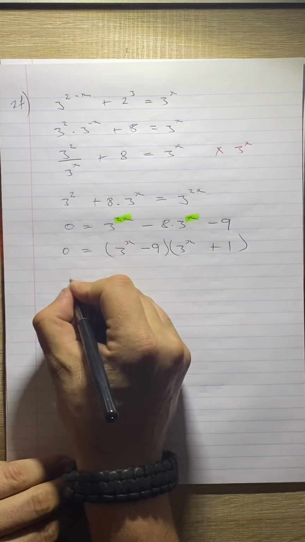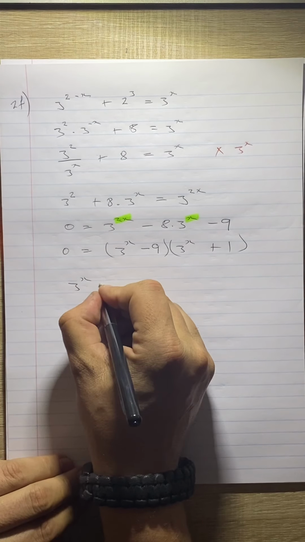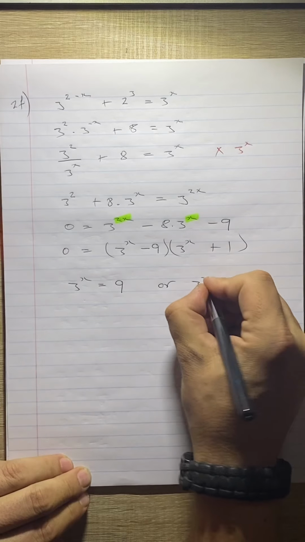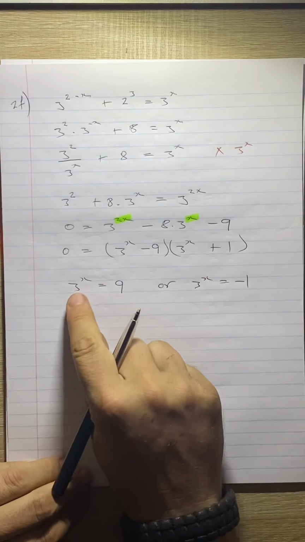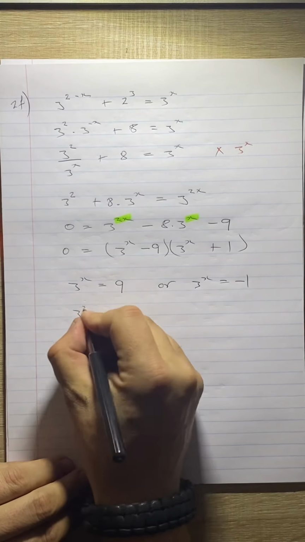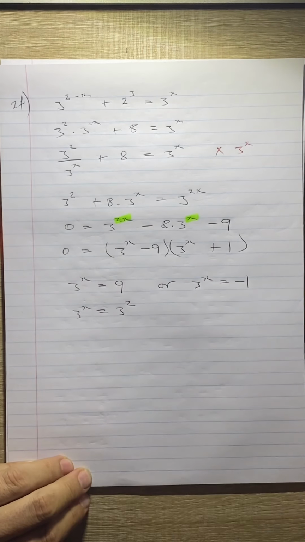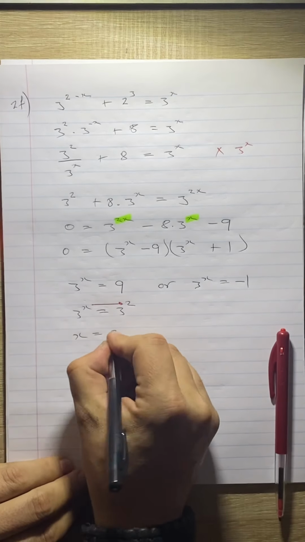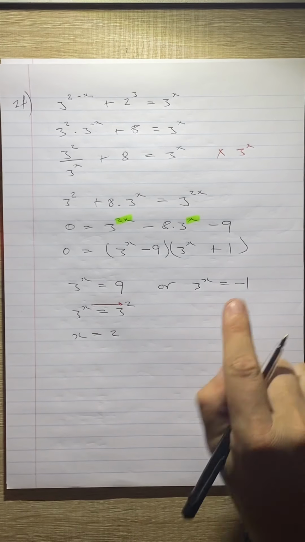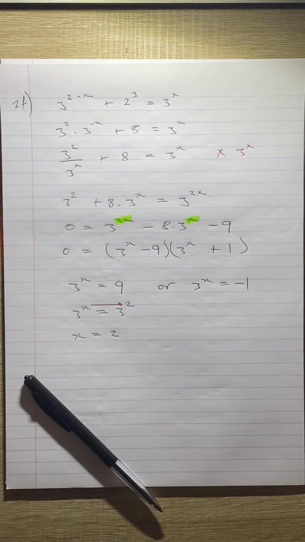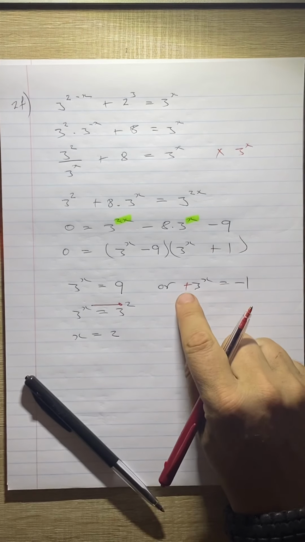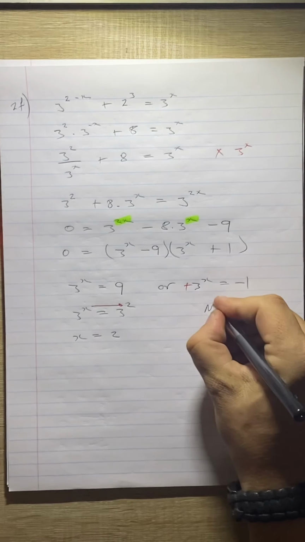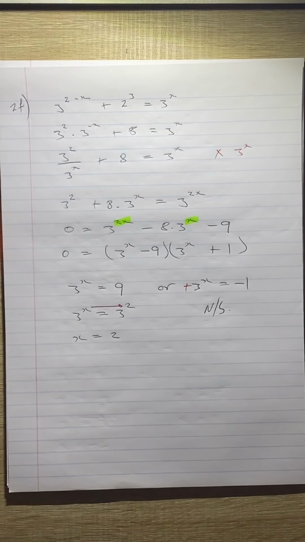All right. So that means that 3 to the x is equal to 9, or 3 to the x is equal to minus 1. Get bases the same here. So we get 3 to the x is equal to 3 squared. The bases are the same. Equate the exponents. So x is equal to 2. Now with this one, grade 11s, this is a positive number. We cannot have a positive equals a negative. Okay, so for this one, there is no solution. All right, guys, thanks.